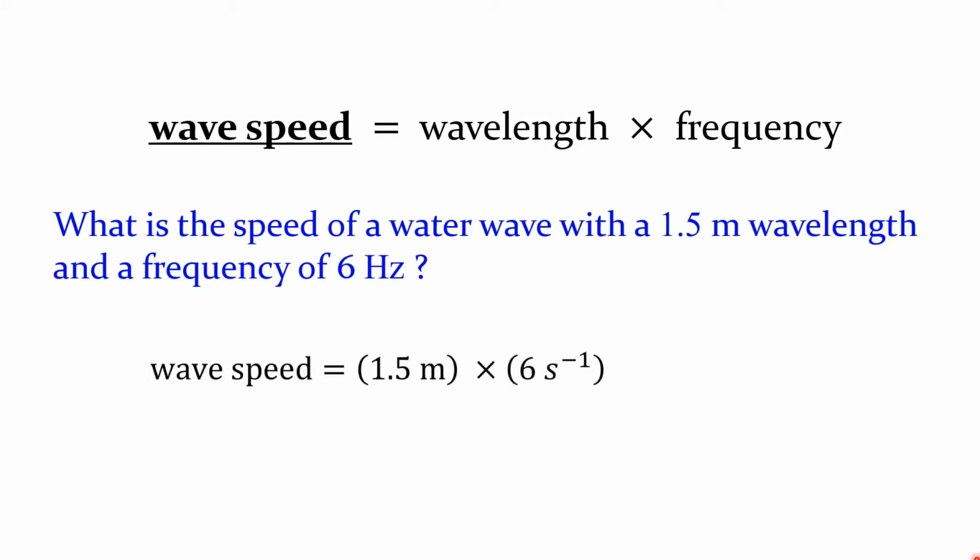Well, we have our relationship, we just need to plug in our numbers. So the wavelength was 1.5 meters, the frequency was 6 hertz. Remember, that's the same thing as inverse seconds. So mathematically, that's just 9 meters per second. This is the unit of wave speed in standard units, so it works out pretty easily. Comparing wave speeds is not hard, you just need to know wavelength and frequency.